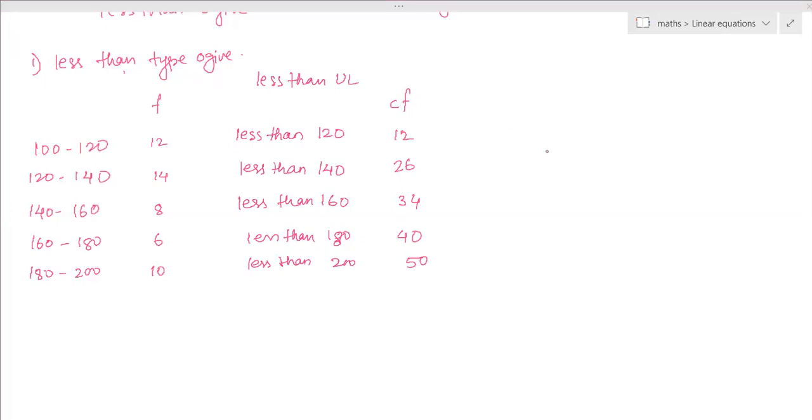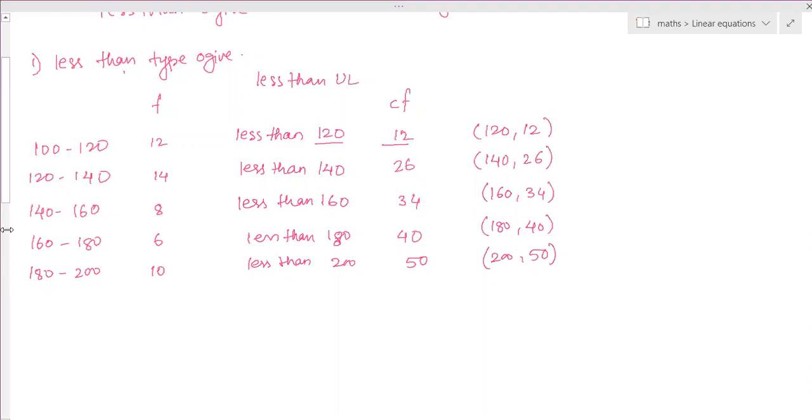For drawing graphs we need coordinates. Those coordinates are the upper limit and its cumulative frequency: 120 and 12, 140 and 26, 160 and 34, 180 and 40, and 200 and 50. These are the coordinates we have to plot on the graph and join with freehand.